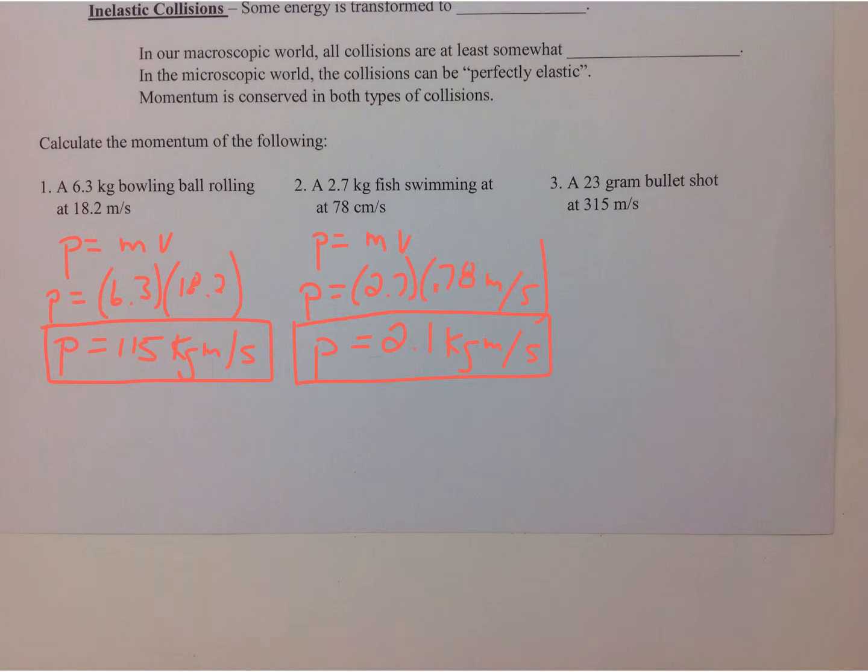All right, a bullet. Once again, just plugging into P equals mv. Watch out for the mass here. The mass of the bullet, we want that in kilograms. Convert to kilograms, that's 0.023 kilograms times 315 meters per second. So the momentum of the bullet is 7.2 kilograms meters per second. So those are simple examples of how to calculate momentum. Just watch out for the units. You take the mass times the velocity.